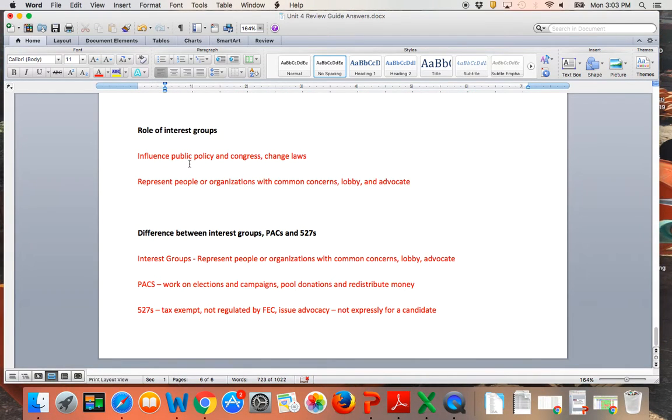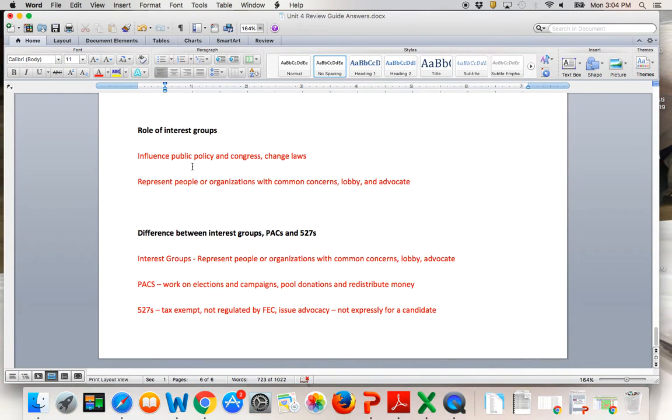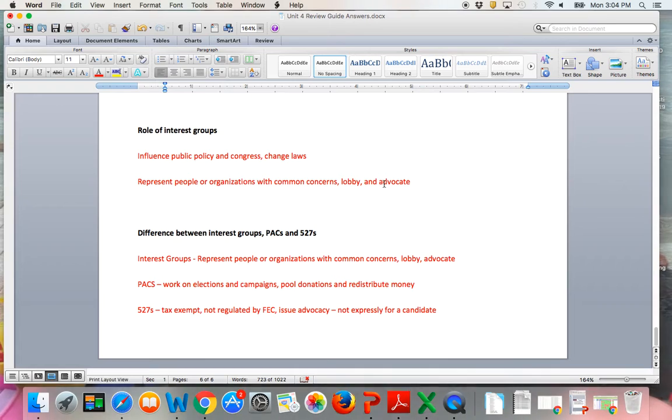Role of interest groups: influence public policy, go through litigation, try to change laws, represent people or organizations with common concerns, lobby congresspeople, advocate for their ideas.